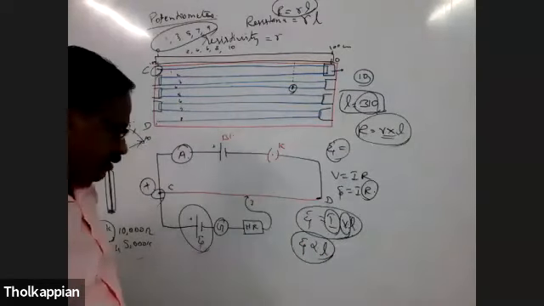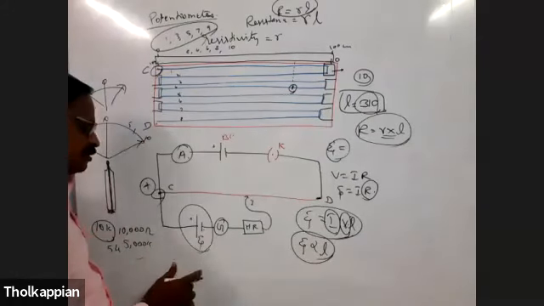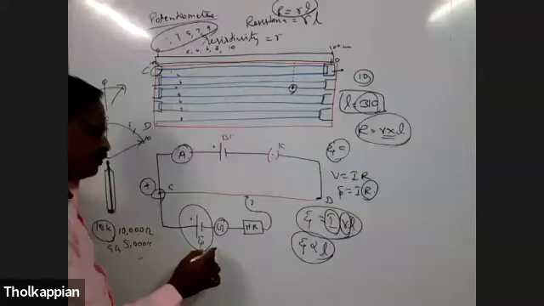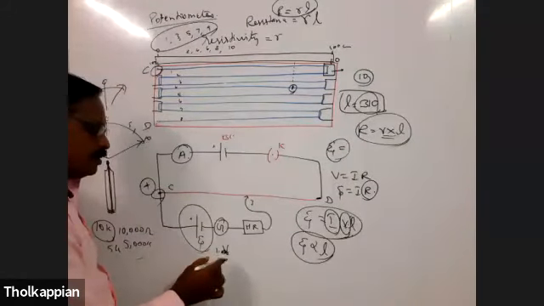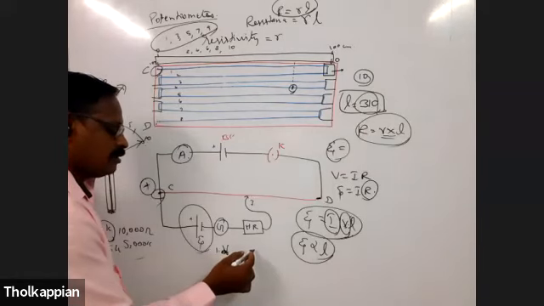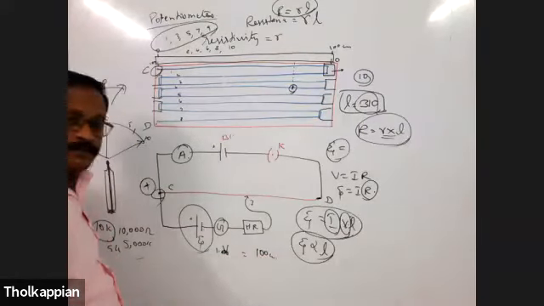So what is the meaning of that? If the battery value increases, for example, if EMF is equal to 1 volt, the balancing length may be 100 centimeters, just you think.